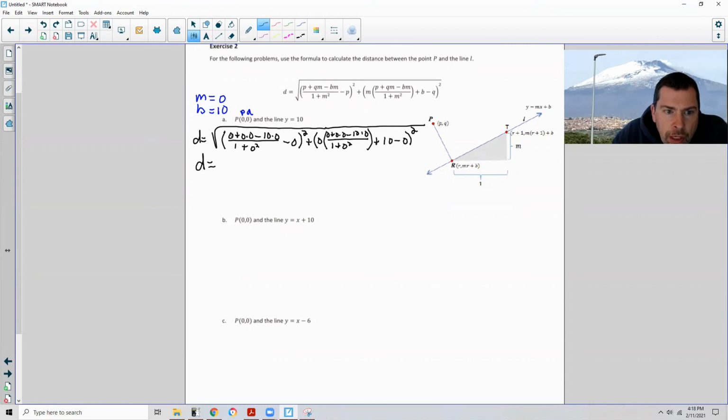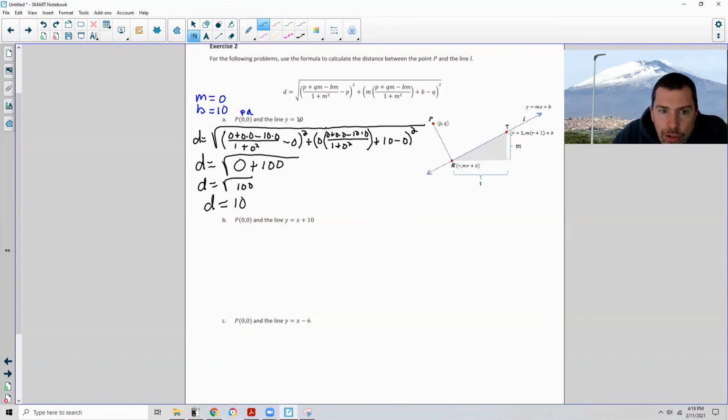D equals, well, 0 plus 0 times 0, well, that's 0. 0 plus 0 is 0. Minus 10 times 0 is 0. All over, it doesn't matter because 0 over anything is 0. Minus 0 squared is just simply 0. Plus 0 plus 0 times 0 minus 10 times 0. That's times 0. Everything gets zeroed out. Plus 10 minus 0, which is 10 squared, is 100. So D equals the square root of 100. So the distance is 10.